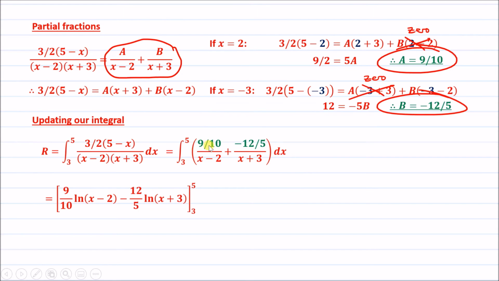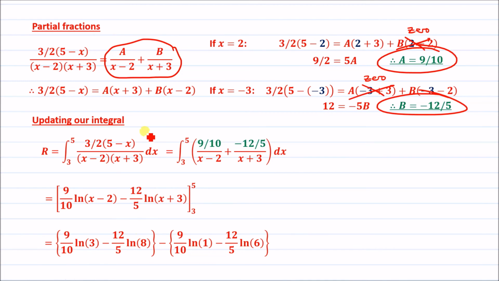So naturally, you're going to get 9 over 10 ln (x minus 2) plus, or in this case, minus 12 fifths ln (x plus 3). And we've got limits here, so we're going to integrate from 3 to 5. In other words, you're going to firstly plug in 5 for x, wherever that is, take away, plug in 3. We're going to keep this in exact form because the question said give your answer in the ln form, yeah? So replacing x with 5 first, you're going to have 5 take away 2, which is 3, and 5 plus 3, which is 8, so that checks out. And then minus, and I use a curly bracket. You can use a circle, like the regular curved brackets. And then replacing x with 3, you get ln 1, and you're going to get ln 6.